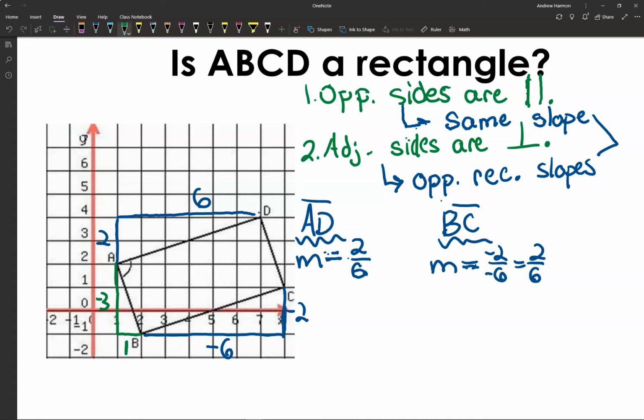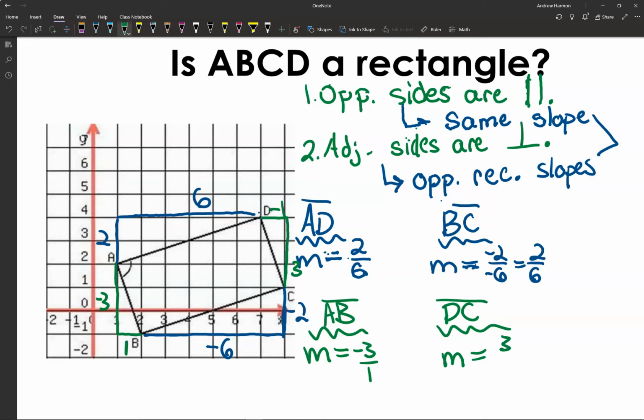Run is 1. So AD has a slope of negative 3 over 1. And if we look at DC, we're going to do the same thing. This has a slope of rise 3 and left 1. So there's a slope of 3 over negative 1, which is the same as negative 3.